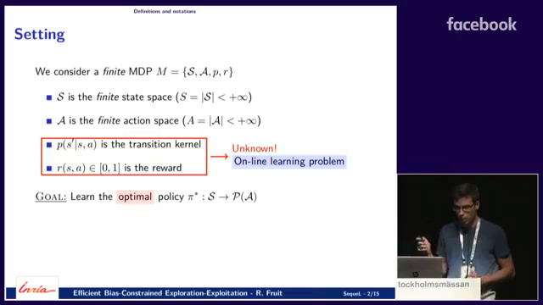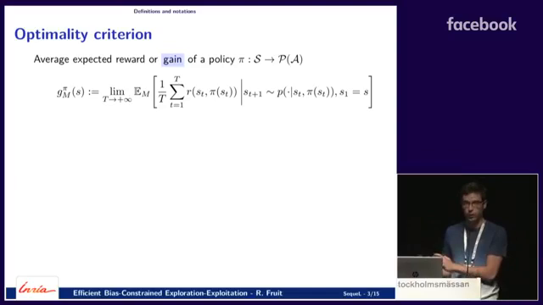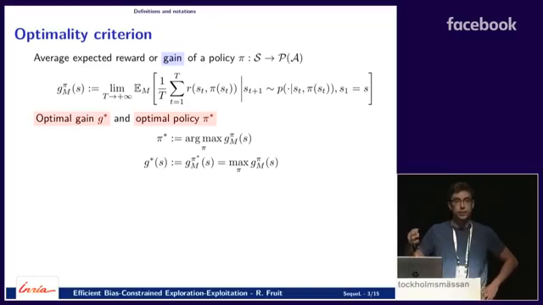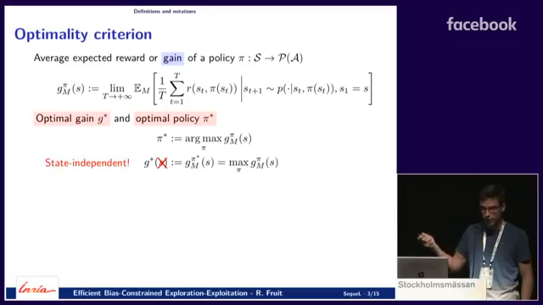So here, we will consider the long-term average optimality criterion, also called the gain. So for a given policy pi, the gain is the expected asymptotic per-step reward that the agent will earn when executing, playing this policy. An optimal policy is a policy that is maximizing the gain, okay? An important property is the fact that the optimal gain is state independent.